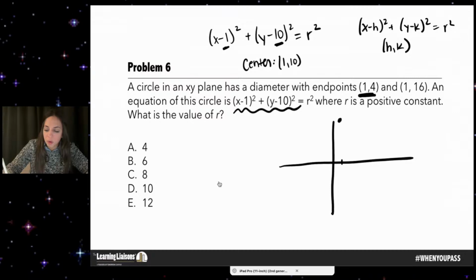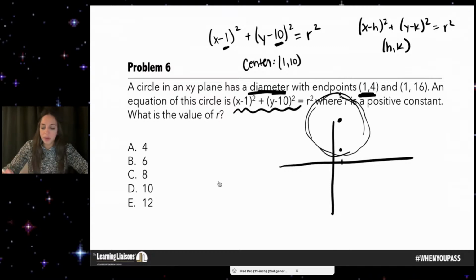And we have endpoints of a diameter at (1, 4) and (1, 16). So like way up here, right? And then that creates our circle, right? And r is a positive constant. What is the value of r? So r is the radius. They didn't ask for r squared. They asked for r, and r is the radius.